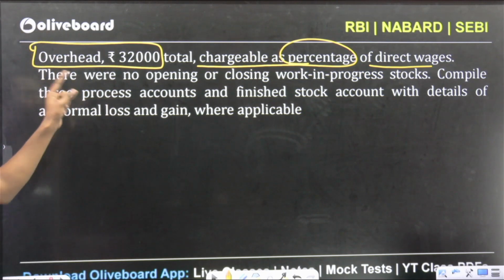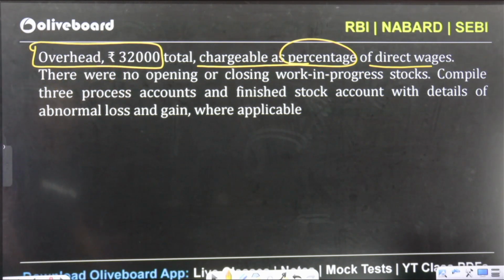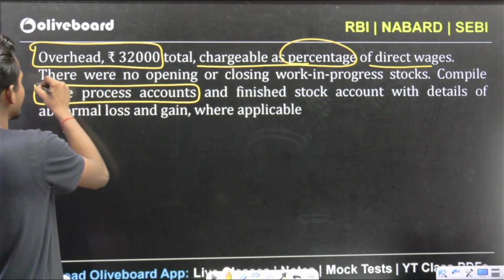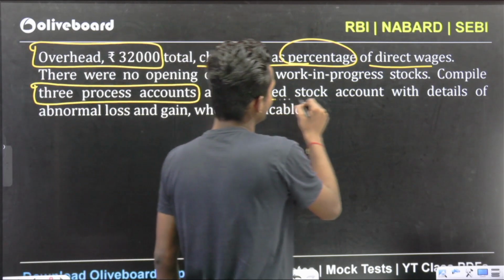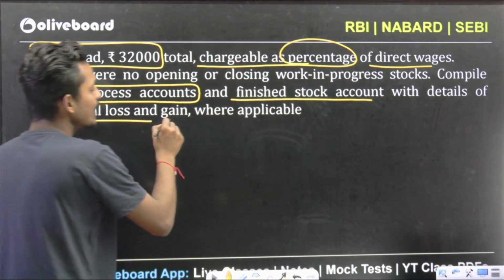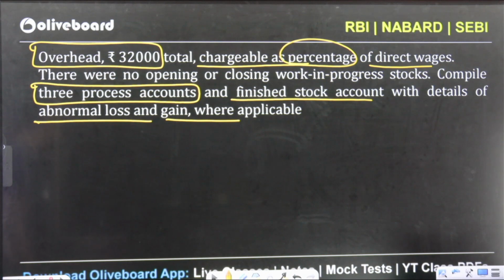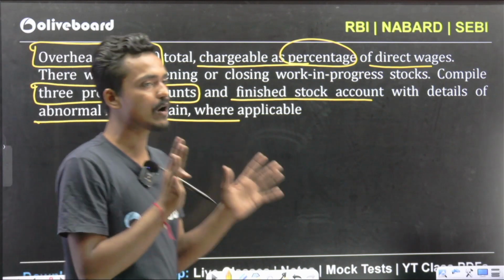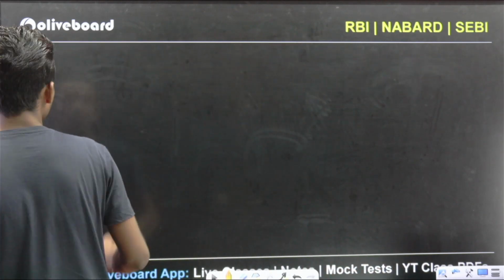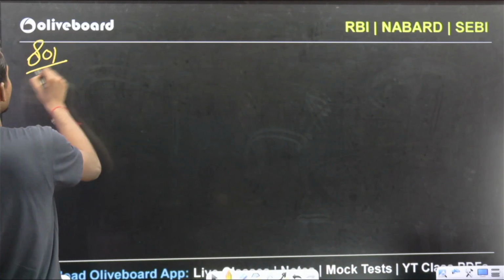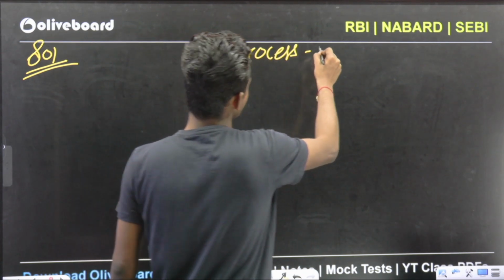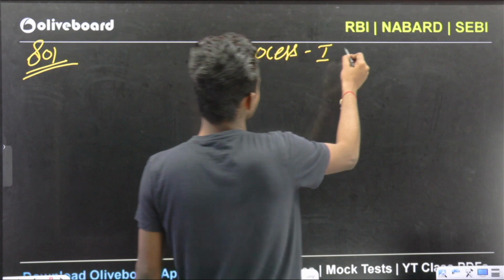Yes, there is no opening or closing work in process. So you are required to first prepare the 3 process accounts and also the finished stock account with the detail of abnormal loss, and you also have to give the detail of abnormal gain. Right, now we know very well what the requirement of the question is. How will we do it? Let's start our question. First of all we have to prepare the process 1 account. The question requirement is, please prepare the process 1 account.